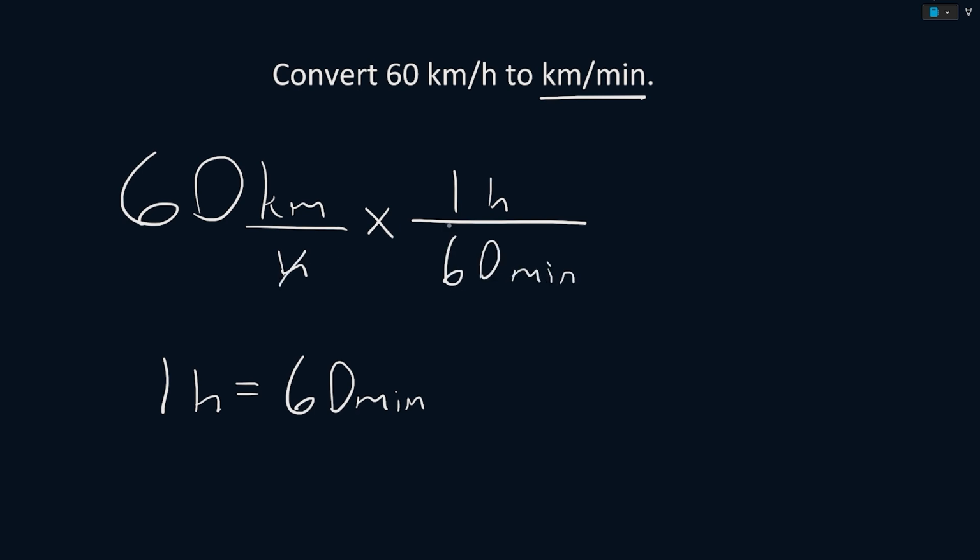Multiplying through this, we see that the hours cancel and leave us with minutes. Solving this, we get that 60 kilometers an hour is equivalent to 1 kilometer a minute.